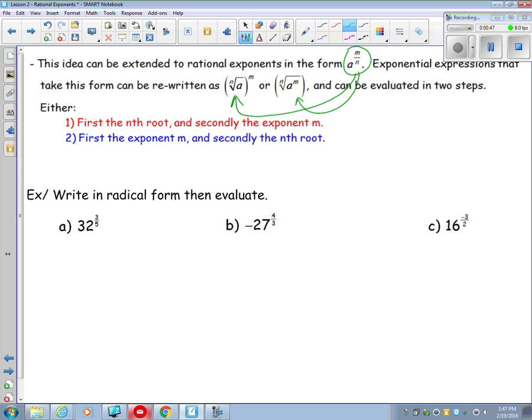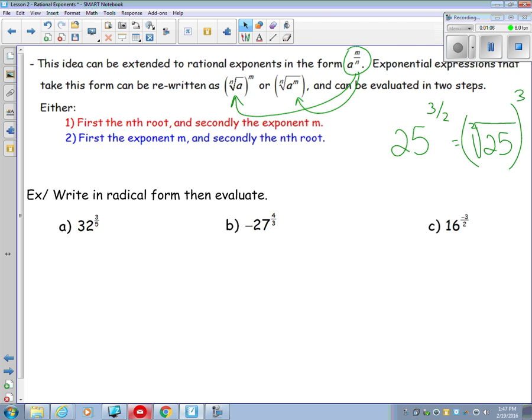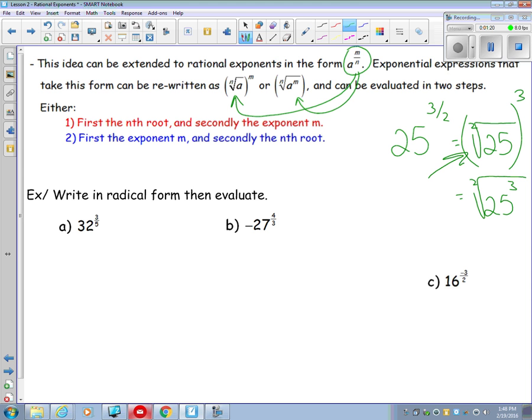So for example, just to show you how this works, if I had 25 to the 3 halves, I could write this as 25 as my base, my index number is 2, and a 3 on the outside. My preference is this one. I like to do this because I take my nth root first and then my exponent. But if I don't like that version, I can do 25 to the power of 3 and then take the second root of that. As I said, I'm going to use the top one most of the time. I think it's easier to work with smaller numbers as opposed to bigger numbers. But there's nothing wrong with doing it the other way either.